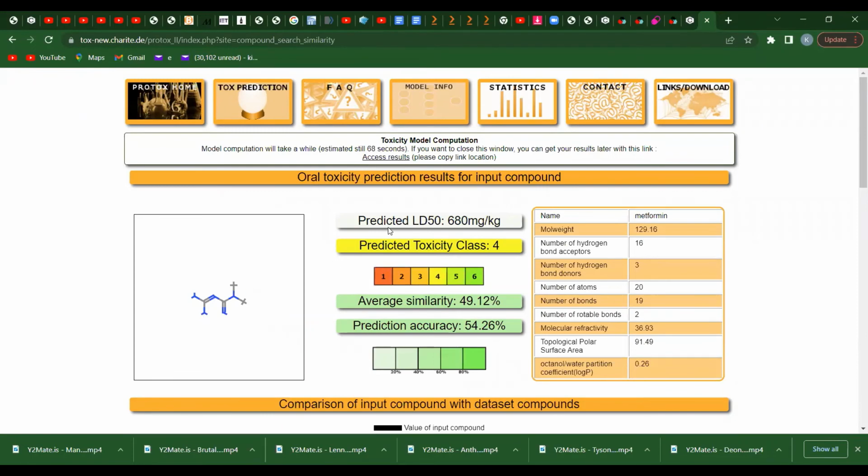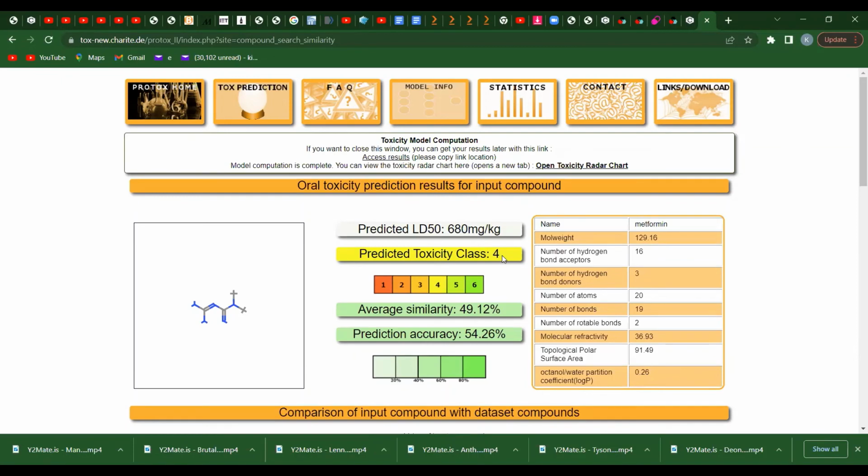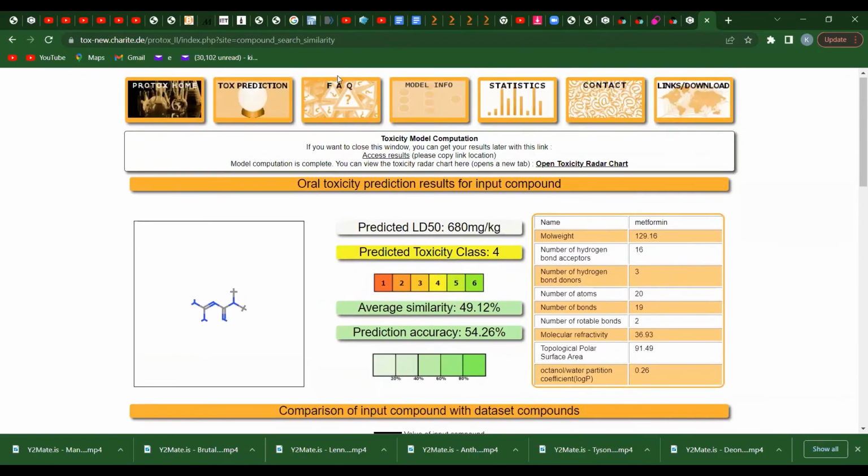This is the structure. The first thing it did for us is the LD50, that's lethal dose. Lethal dose is the dose at which you take a drug or a compound and it will be poisonous or toxic to your body. So this one says 680 milligram per kilogram, and it says class 4. For us to be able to know what class 4 means, let me show you the classification.